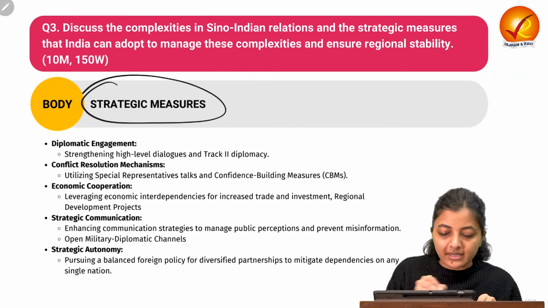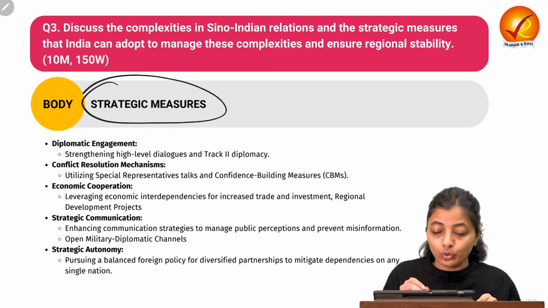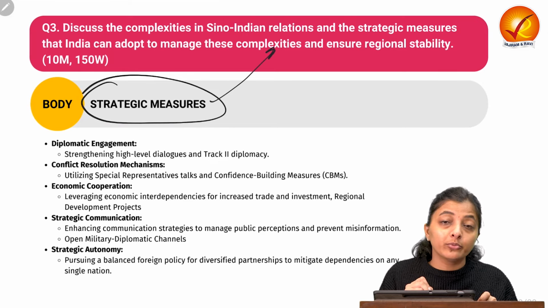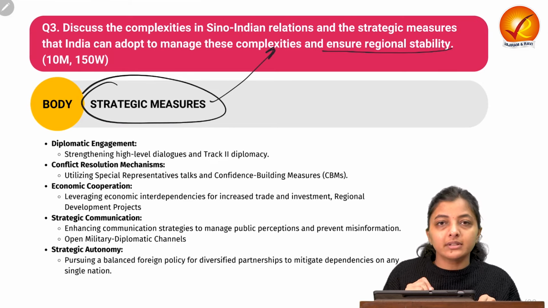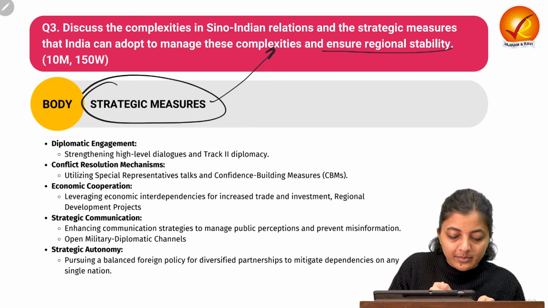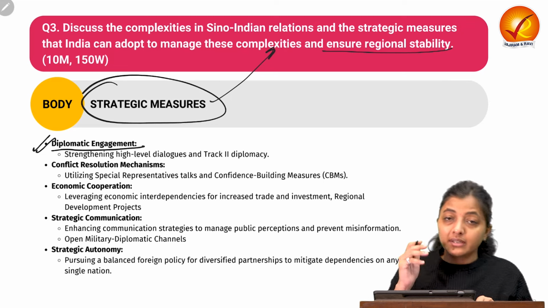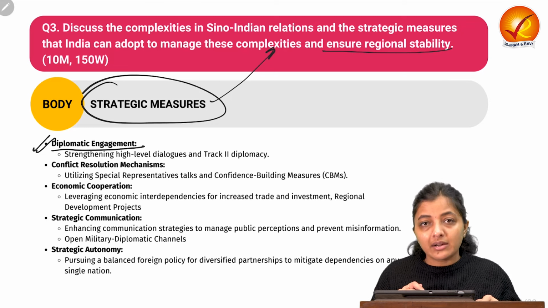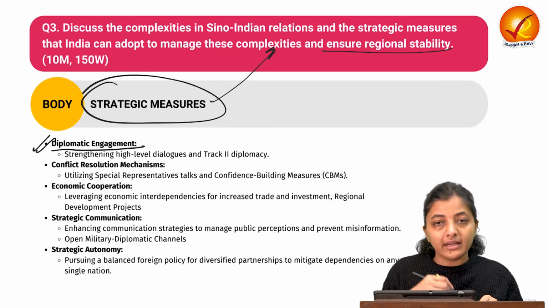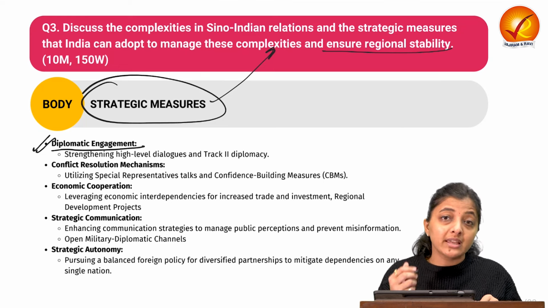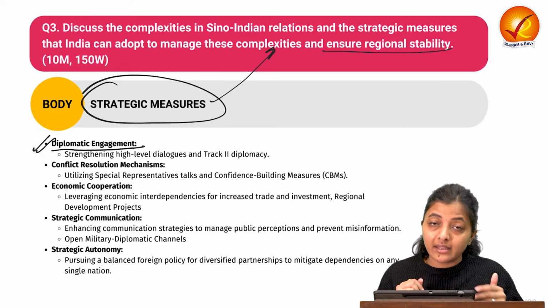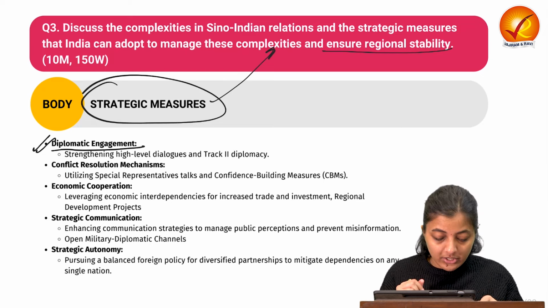Next is about the strategic measures, what we can take to improve these complexities or to improve the relationships and ensure regional stability. First, we need to seek engagement at the various diplomatic fronts, like track 1, track 2, and people-to-people ties. And again, we need to incorporate different stakeholders to increase engagement and to enhance communication.